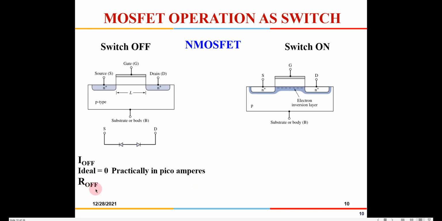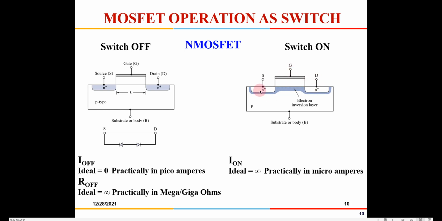So ideally R off should be infinity, but practically in circuits it is going to be in mega or gigaohms. Similarly, when I talk about this switch, it's not like a mechanical switch where you switch on and whatever voltage is available immediately appears on the source side. Suppose you give VDD on the drain, the moment you put a gate voltage, that VDD will not be available on the source side. This is because the current which can flow in this device is given by the ID equation of the MOSFET, so whatever is the maximum ID, only that much current can flow.